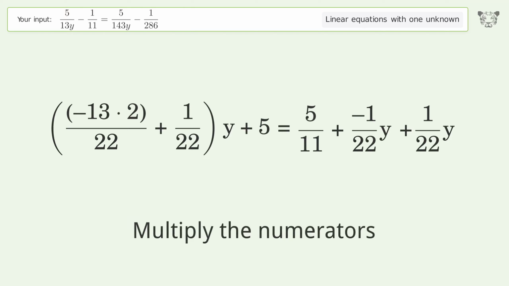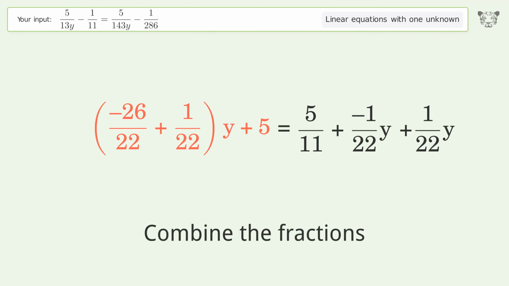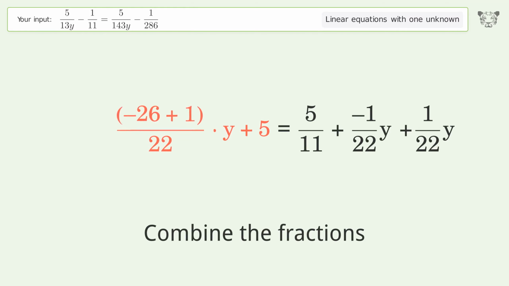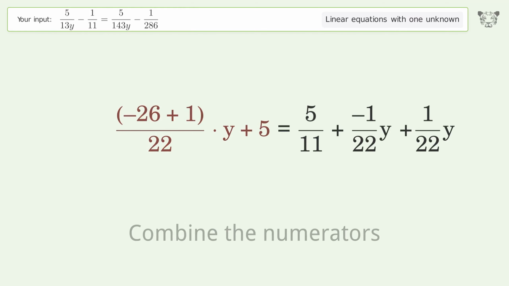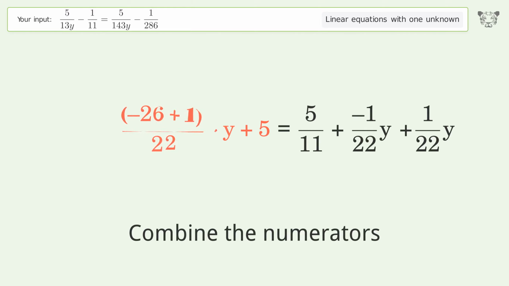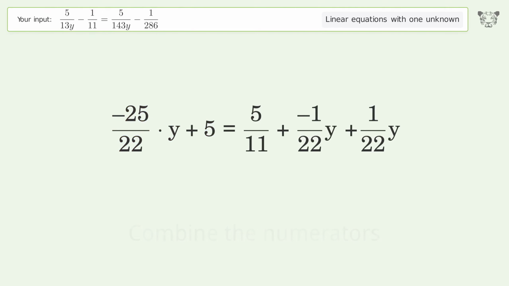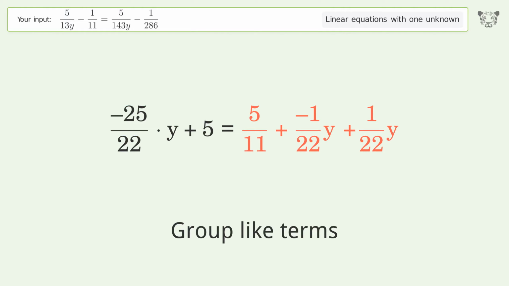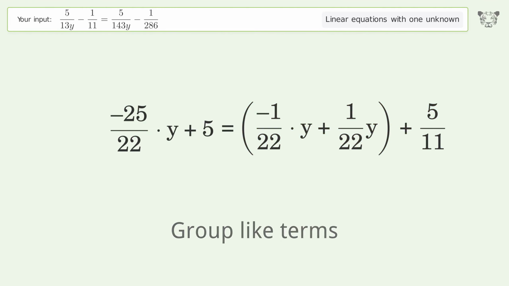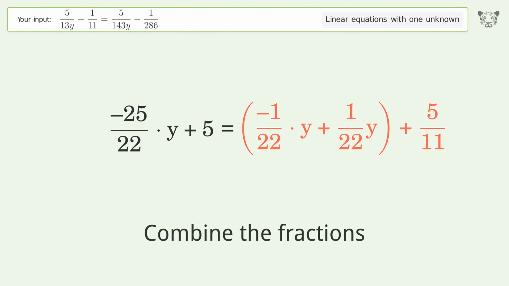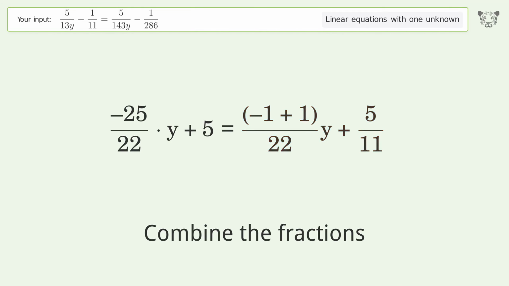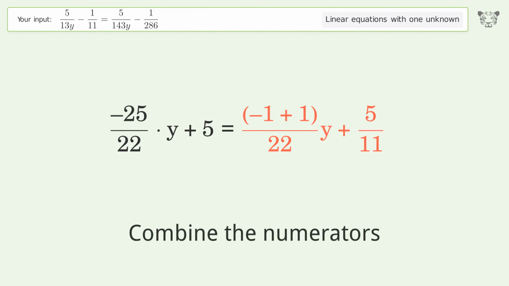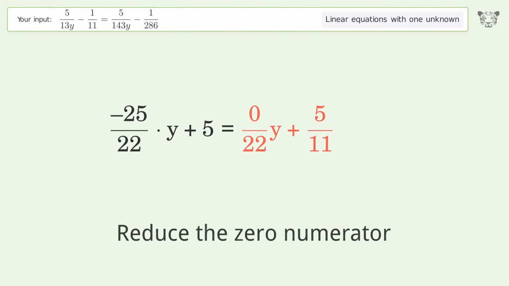Multiply the numerators. Combine the fractions. Combine the numerators. Group like terms. Combine the fractions. Combine the numerators. Reduce the zero numerator.